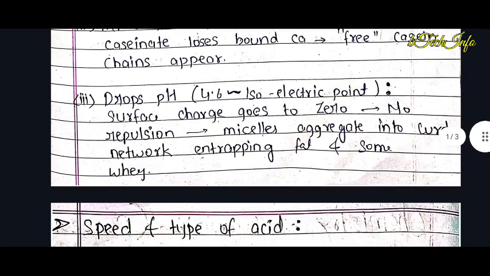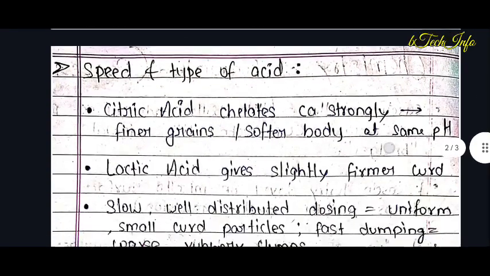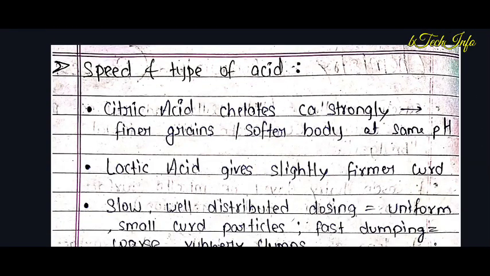So also the pH drops, like up to 4.6, which is the isoelectric point of the casein protein. So surface charge goes to 0 at the isoelectric point, and the repulsion also will be 0. No repulsion, so micelles aggregate into curd, and what does it entrap? Fat and some whey.